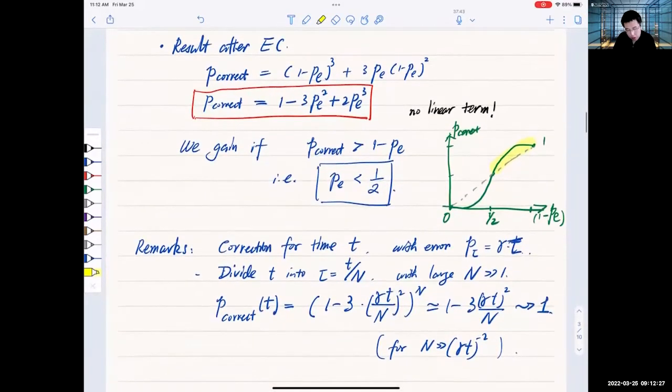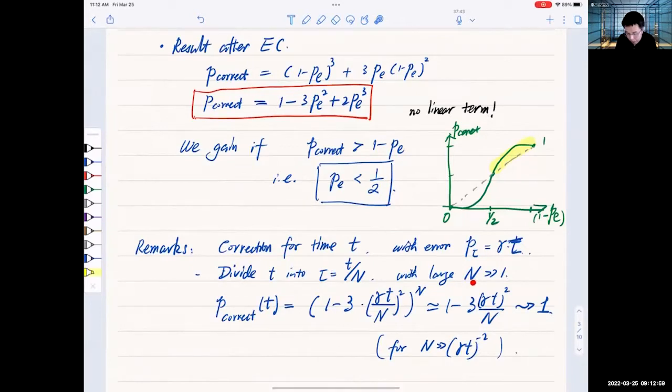Suppose we want to protect the information for total time t, and suppose there is an error rate gamma for each bit flip to occur. So during a small time tau, the bit flip error will be p tau, which is gamma times tau. Now if we divide the total time t into n small sections, then each section will have a time tau, which is t over capital N.